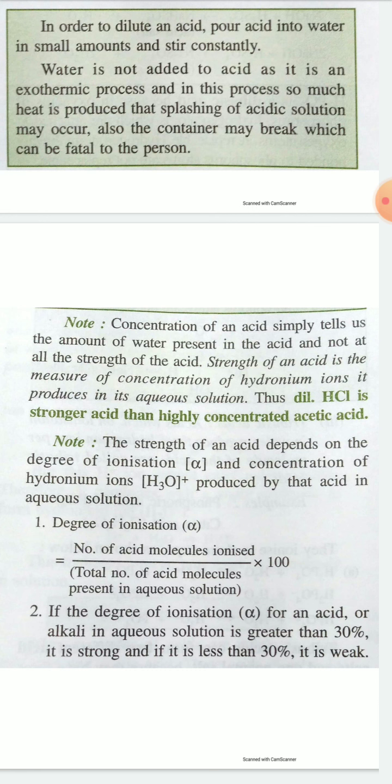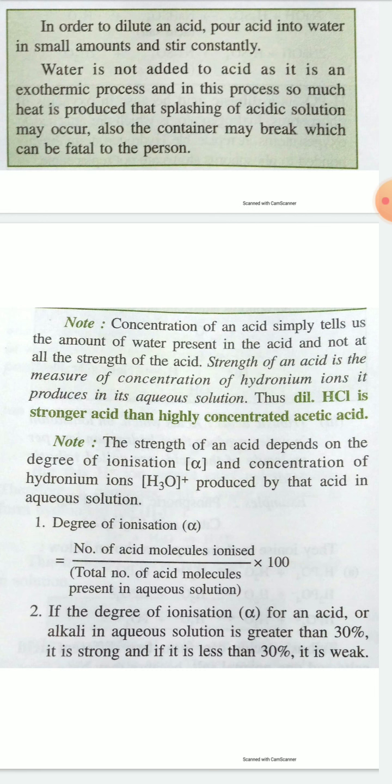Another note: the strength of an acid depends on the degree of ionization of the acid and the concentration of hydronium ions produced by that acid in aqueous solution. And the degree of ionization is defined as the number of acid molecules ionized divided by the total number of acid molecules present in the aqueous solution, into 100.